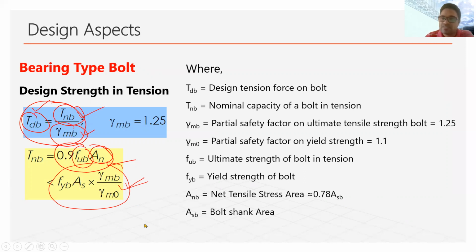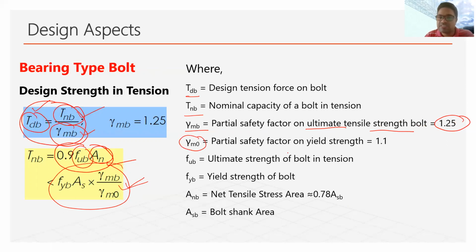Otherwise, we will have to take the strength of this. So these are the notations of the different terms. TDB is the design tension force on the bolt. TNB is the nominal capacity of the bolt in tension. Similarly, gamma MB is the partial safety factor on the ultimate tensile strength of the bolt, which is 1.25, as I mentioned in the previous lecture.